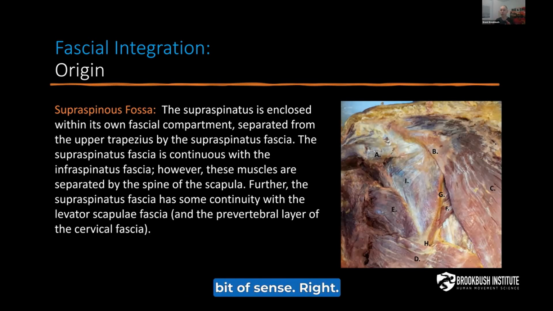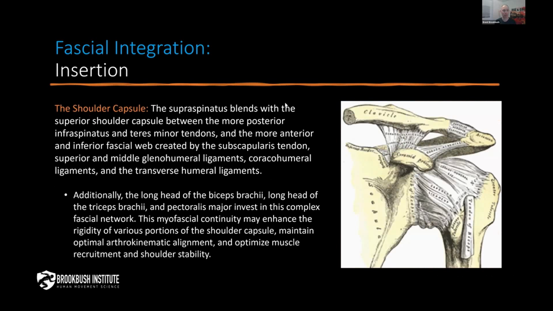This actually makes a little bit of sense, right? So the trapezius is over the supraspinatus. The supraspinatus and levator scapulae are both under the upper trapezius, so their fascia is a bit more continuous. And then, of course, that continues into the prevertebral layer of cervical fascia. Cervical fascia is a little complicated. You can definitely go down a rabbit hole on that one.